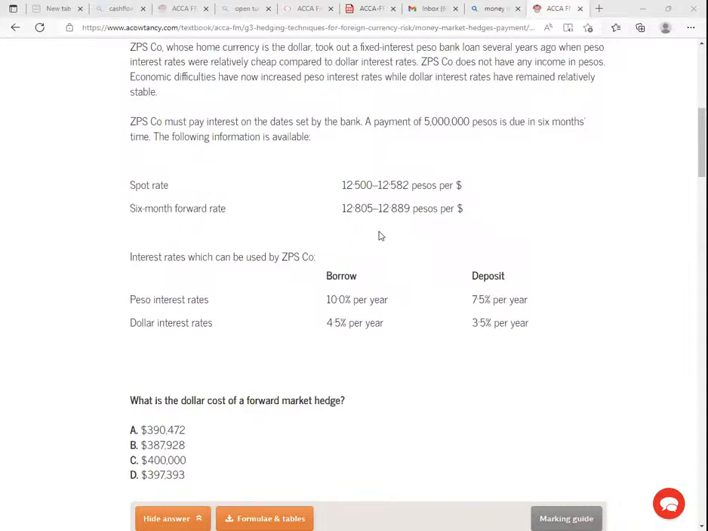The 6 month forward exchange rate: we have 12.805 to 12.889 pesos per US dollar.